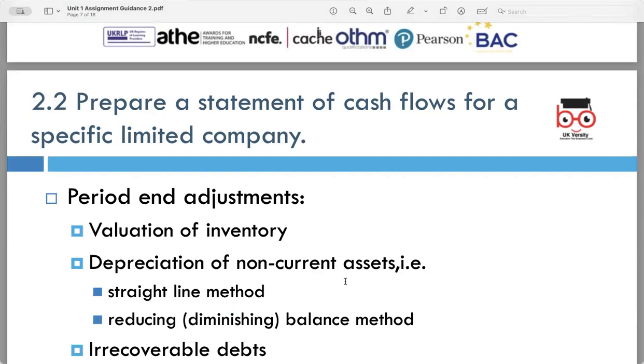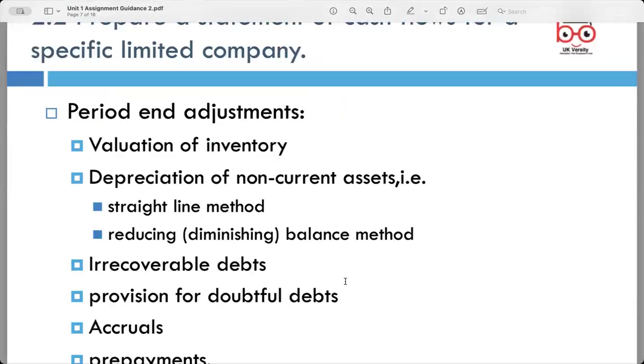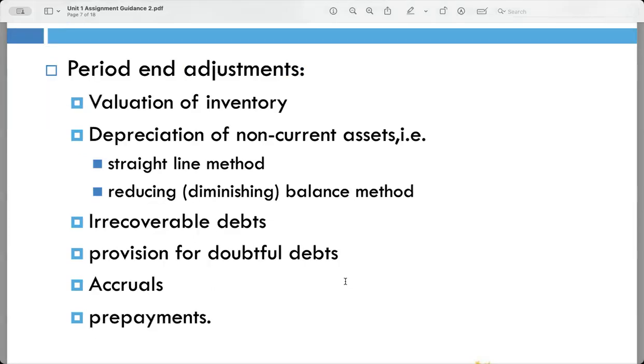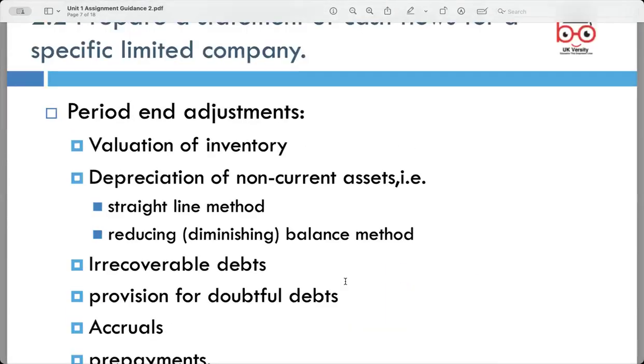In this task, the period-end adjustments include valuation of inventory, depreciation of non-current assets, for example the straight line method and the reducing or diminishing balance method, irrecoverable debts, provision for doubtful debts, accruals, and prepayments. So in this task, you need to prepare a statement of cash flows for a limited company.